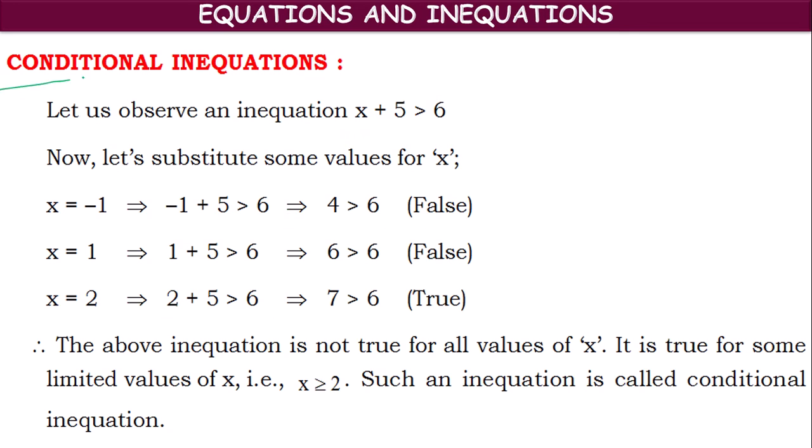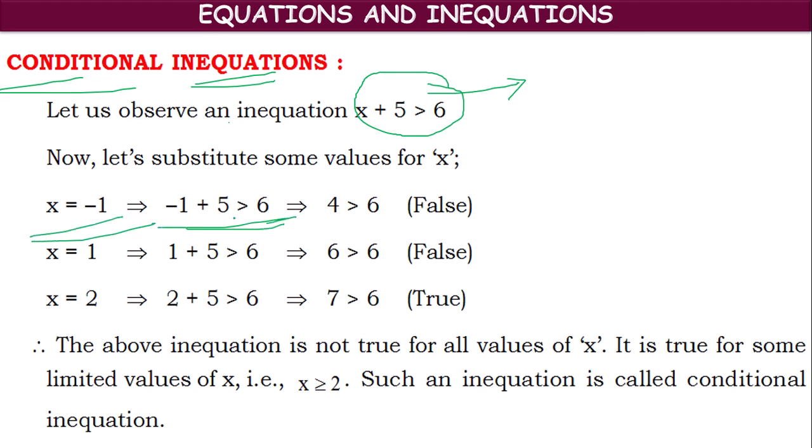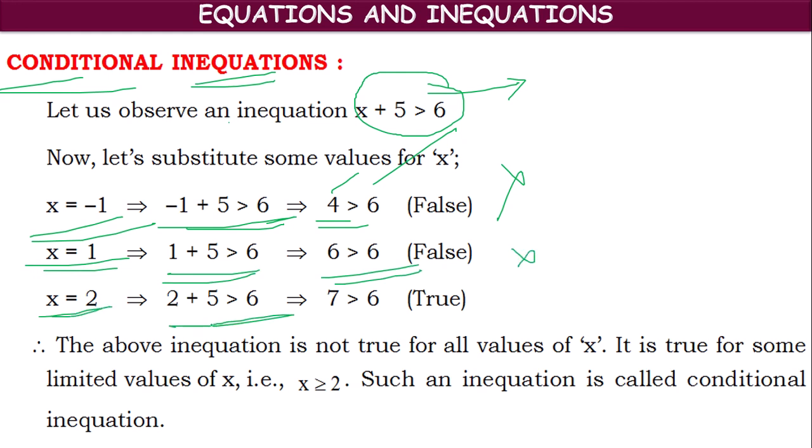Next, children, we have conditional inequations. Suppose we have one inequation like x plus 5 greater than 6. If we keep x equal to minus 1, minus 1 plus 5, 4 greater than 6, false. X equal to 1, 1 plus 5 greater than 6, 6 greater than 6, false. X equal to 2, 2 plus 5 greater than 6, 7 greater than 6, true.